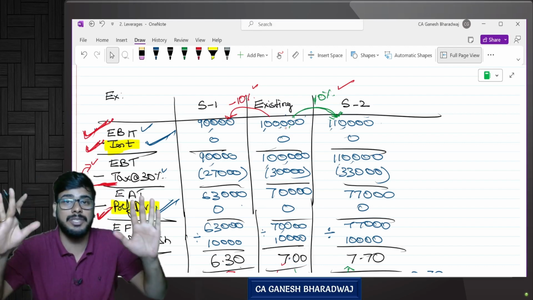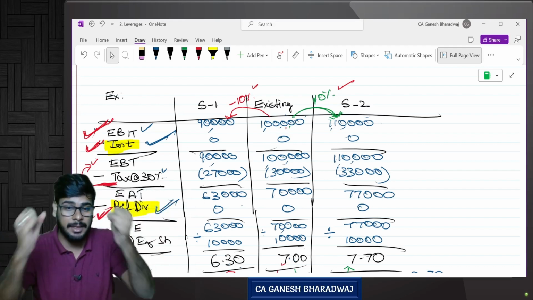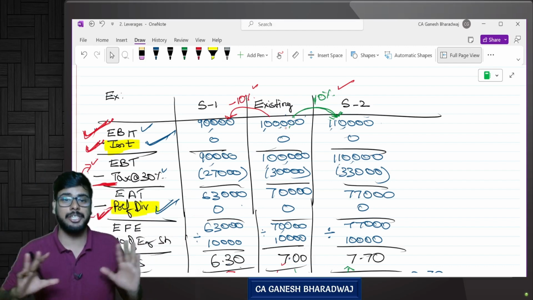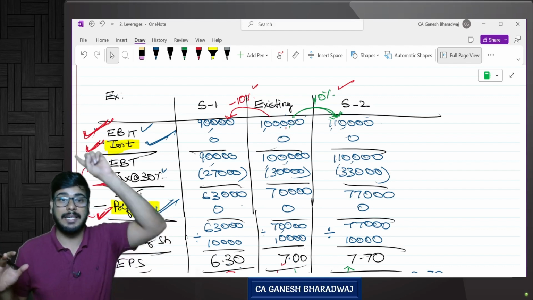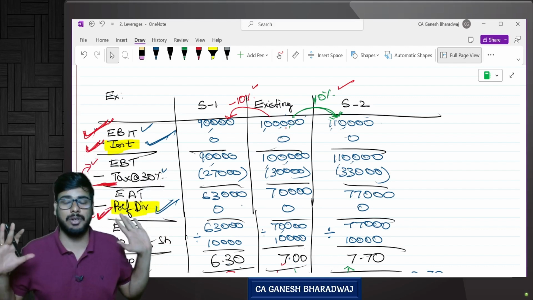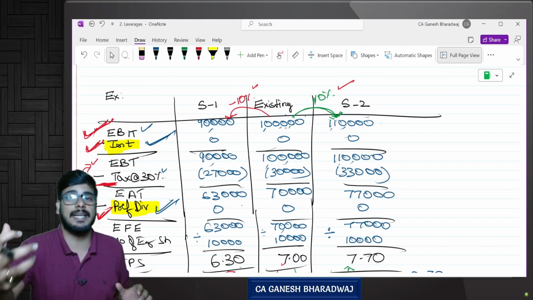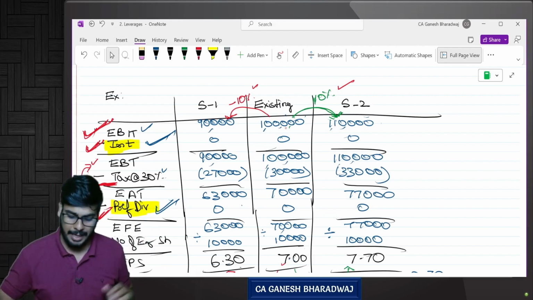Please don't confuse this with tax shield and all. This has nothing to do with tax shield. Preference dividend doesn't have a tax shield. This has nothing to do with tax shield. So please don't confuse this with the KD, that calculation with this. Are you clear with this? This is a mathematically proven formula, but I'm just giving you an easy way to remember, as simple as that. Are you clear with this?